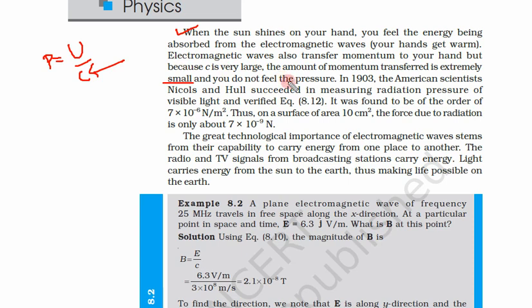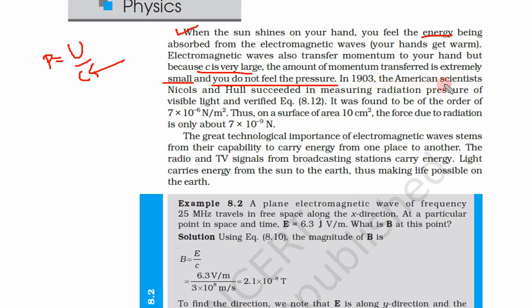So apart from this energy, we are also getting some kind of momentum, but since c is very large, we don't feel this very small momentum, and you do not feel the pressure. Why do we not feel the pressure? Because the velocity of light is very high and the radiation pressure is very low.